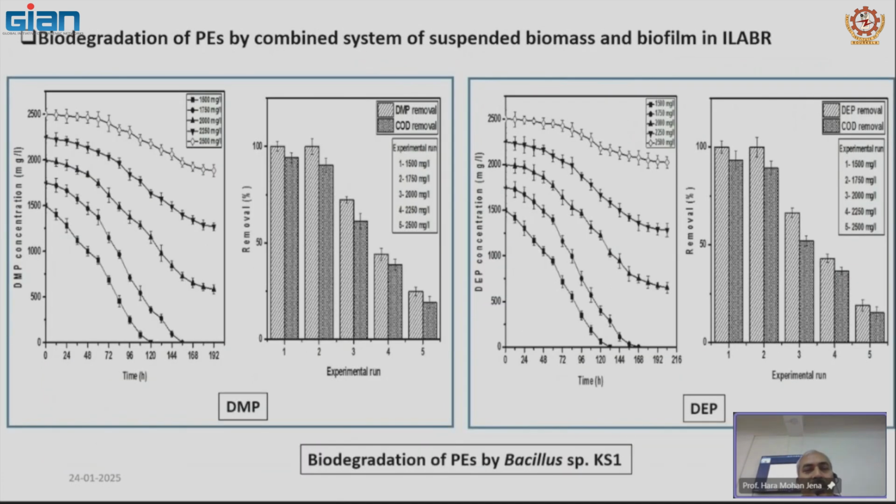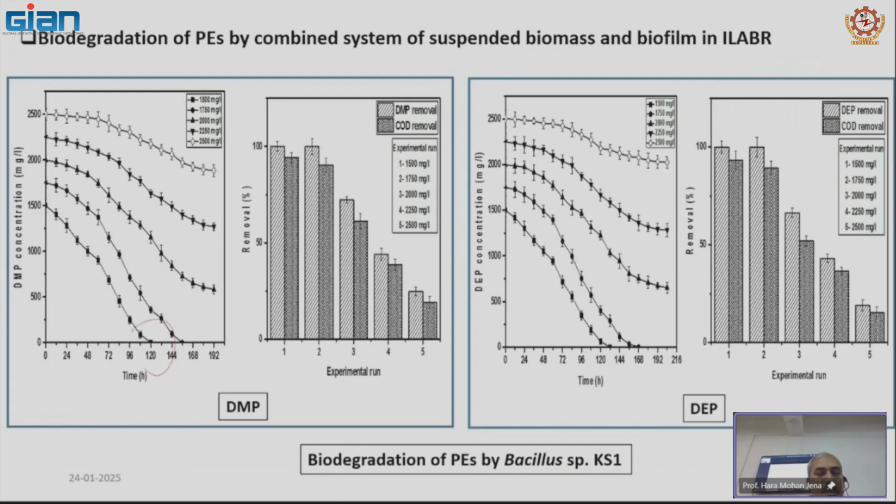Then biodegradation of phthalate esters by the combined system, that is suspended biomass and biofilm. Biofilm means it is on the solid matrix, but as it is a recirculated, semi-batch system, the biomass which is getting detached from the biofilm is also present in a suspended state. So that's why the float was there in the video you have seen. So biomass and biofilm are present together. You see that the degradation is achieved for 1500 milligram per liter of DMP in just 120 hours.